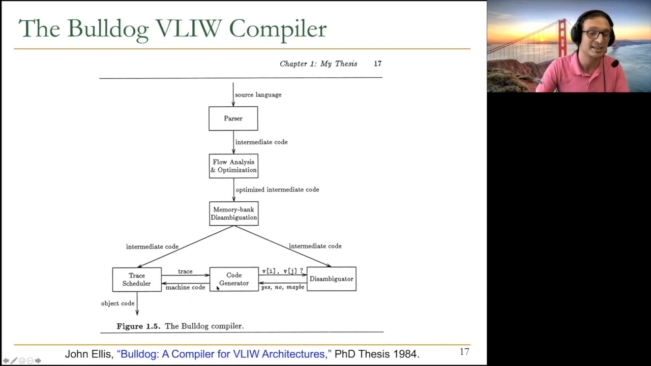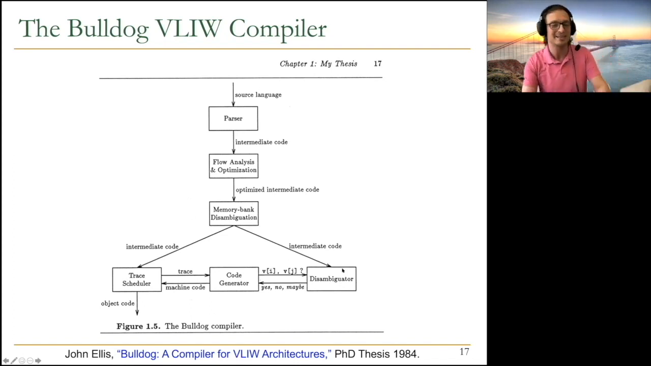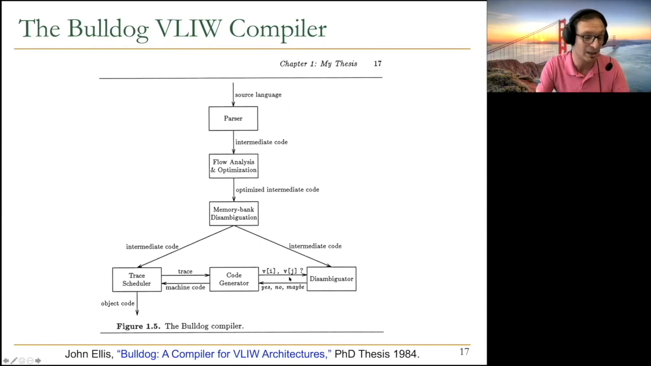And you can see there's trace scheduler, code generator, etc. I'm not going to talk about that. There's also memory disambiguation that you need to do, whether two references go to the same location, whenever you have pointer accesses, for example. And that's one of the big problems in compilation, how to disambiguate these dependencies.